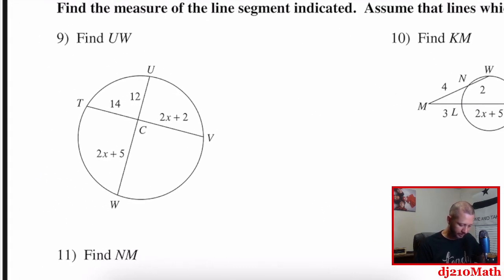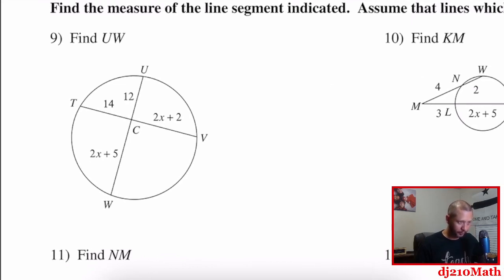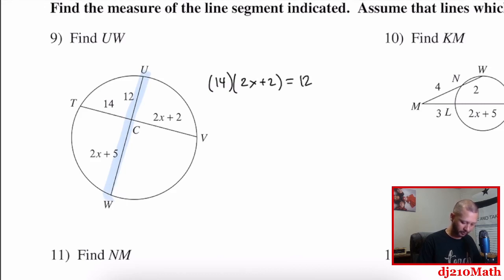Okay, we need to find the lines indicated. Here we're looking for UW. UW is this. Okay, so it meets inside, so we're going to multiply the segments together, right? So this is going to be 14 times (2x + 2). This is going to be equal to 12 times (2x + 5).